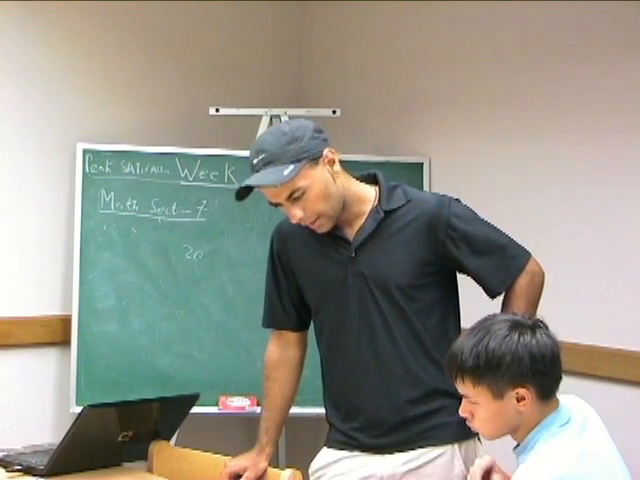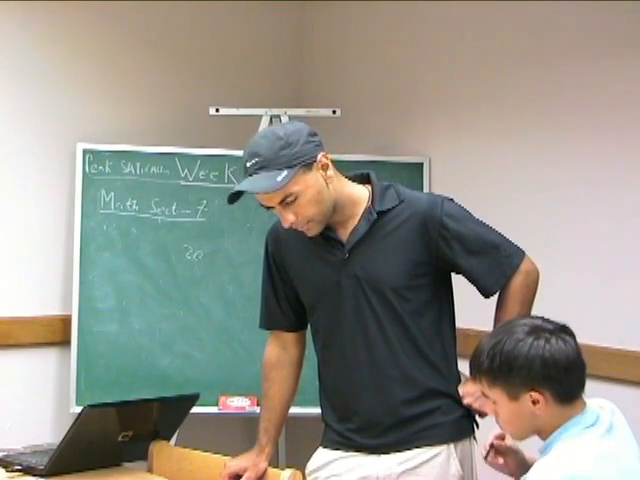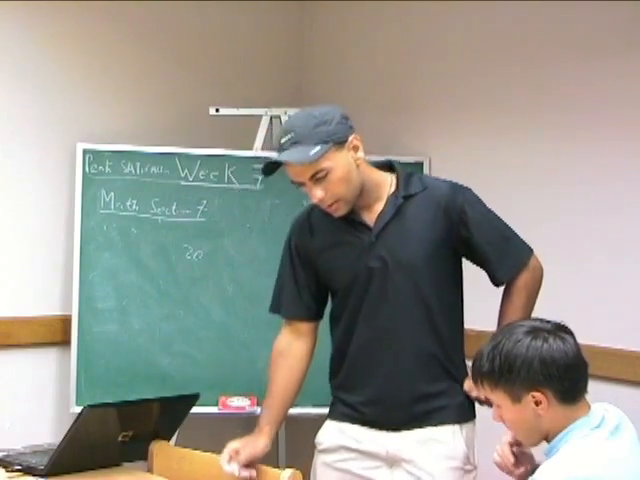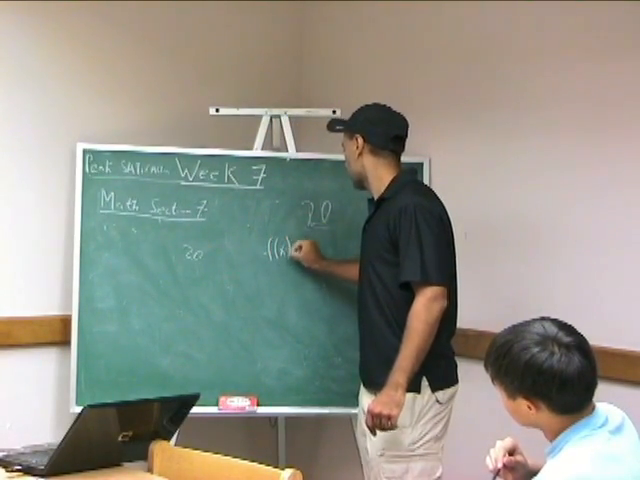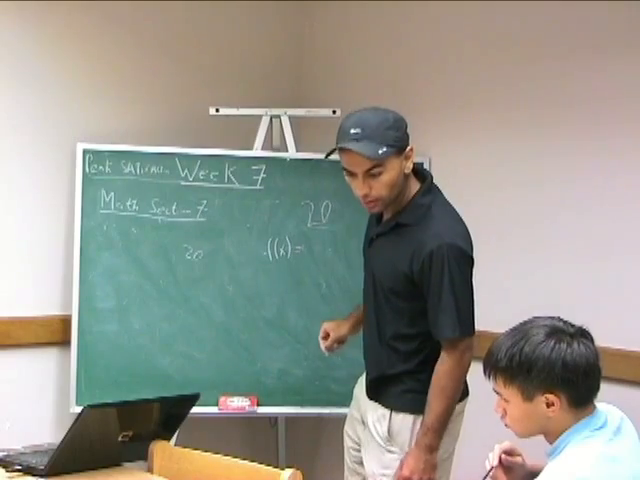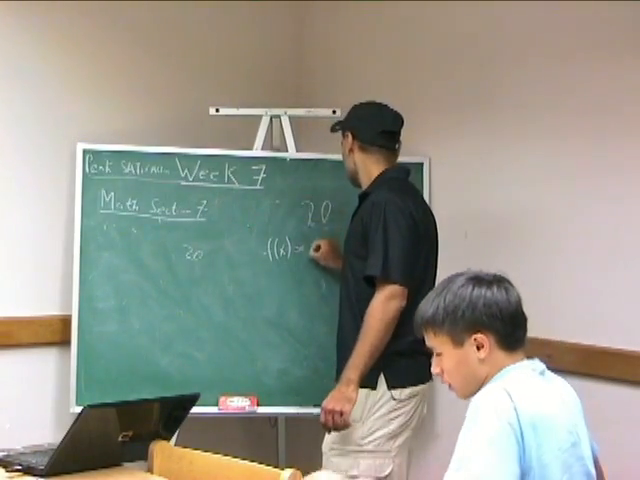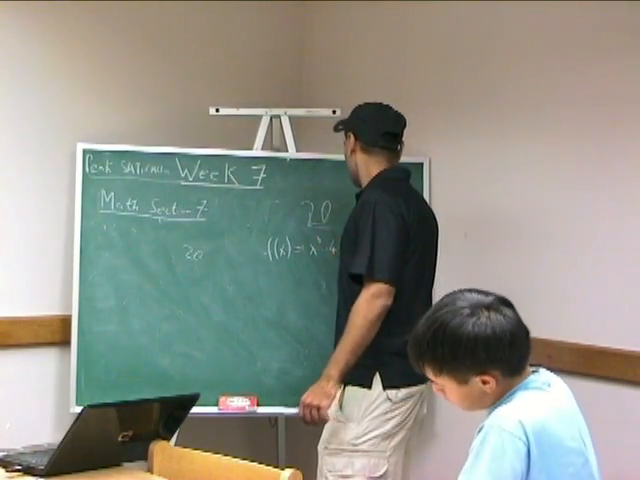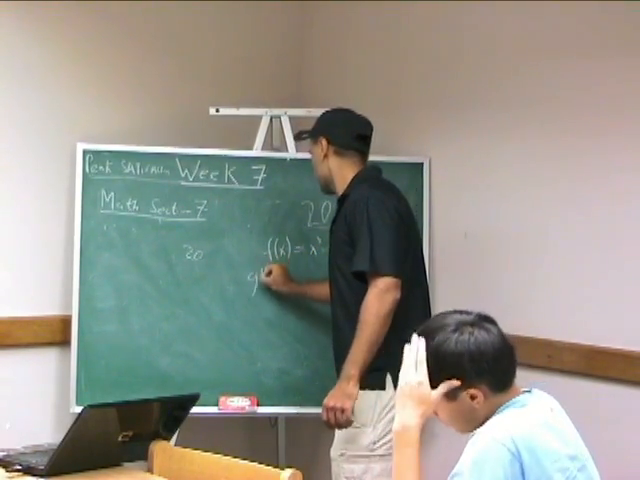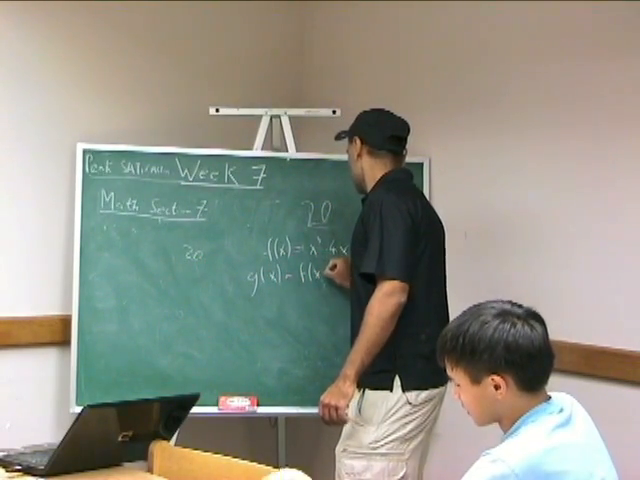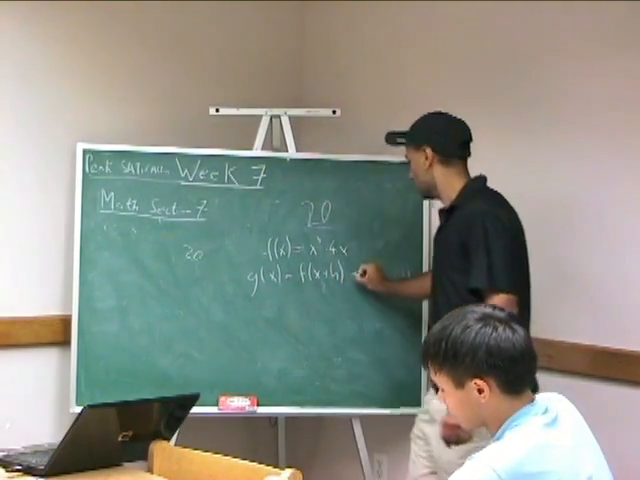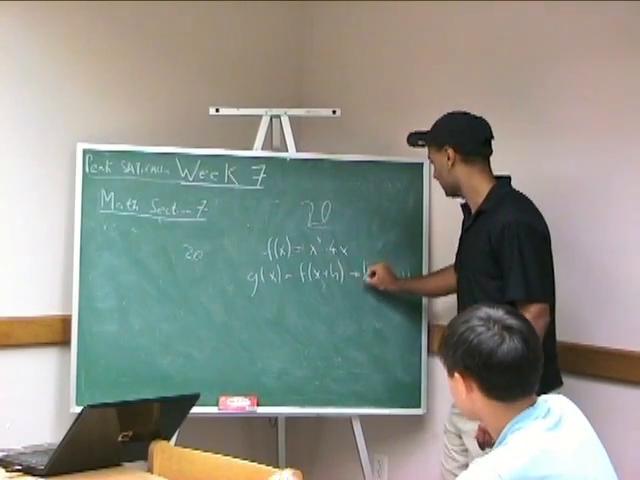Oh wait, explicit. It gives you just two functions. Let me write them out. f of x equals x cubed minus 4x. And g of x is f of x plus h, that is, f of (x plus h) plus k.